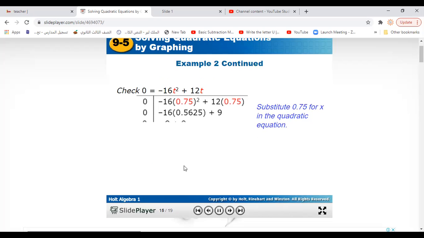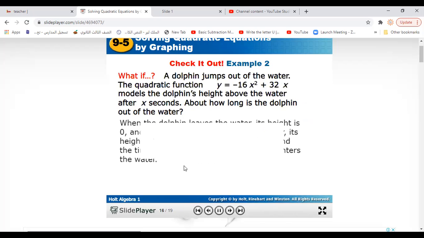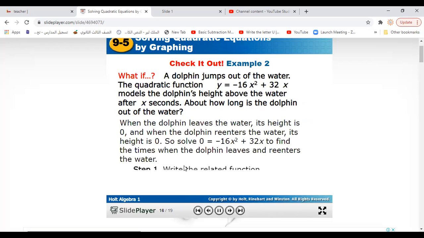Then we will substitute the zeros. For the first one, -16 times 0 squared plus 12 times 0 equals 0, so it was a correct answer. What if a dolphin jumped out of the water?